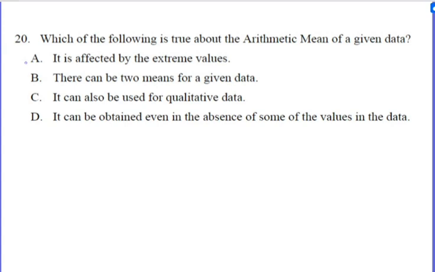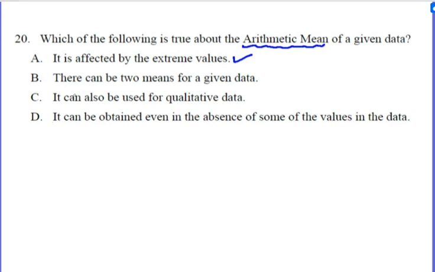Which of the following is true about the arithmetic mean of a given data? We know the arithmetic mean. It's an average value of a certain data. So let us see which of these statements are true. The arithmetic mean is affected by extreme values. Yes, the arithmetic mean can be affected by extreme values because it is the sum of the data set over the total number of the data. Therefore, it is affected by the extreme values. So A can be a true statement.